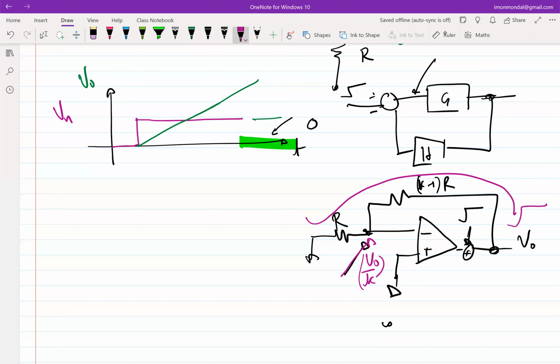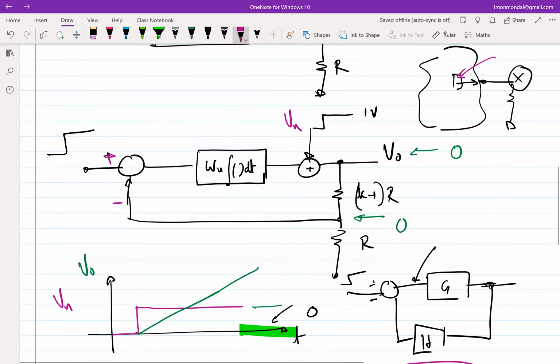Okay, tell me whether it's a negative feedback or positive feedback. Negative feedback, right? So negative feedback, infinite gain op amp in the loop, virtual ground should hold or not hold? It should hold, right? So now if virtual ground holds, what do you think V0 will be? It has to be 0, right? So same thing here, right?